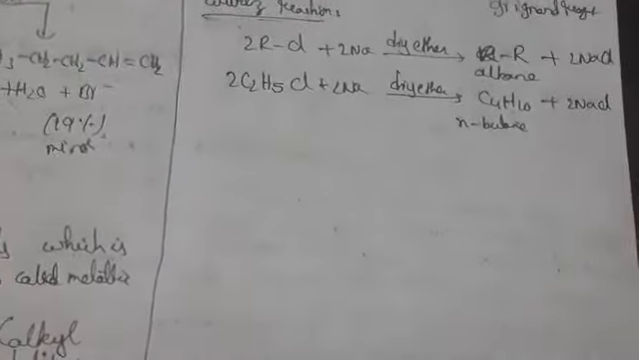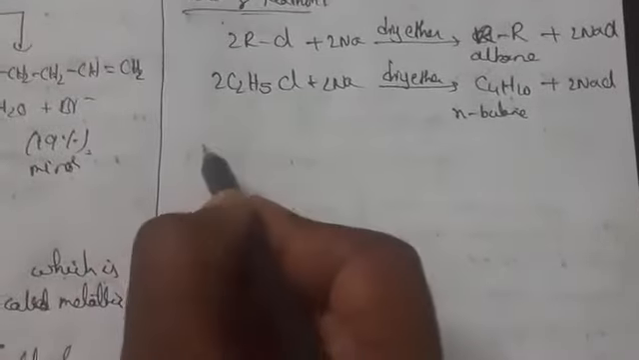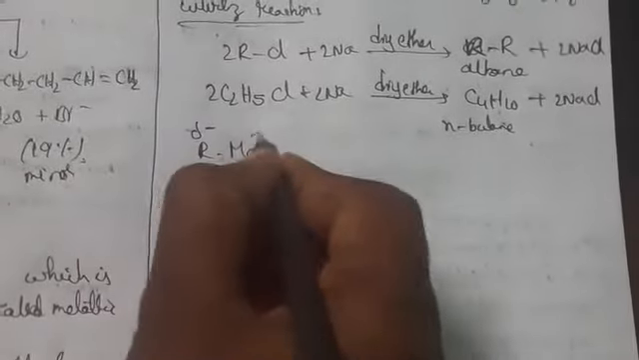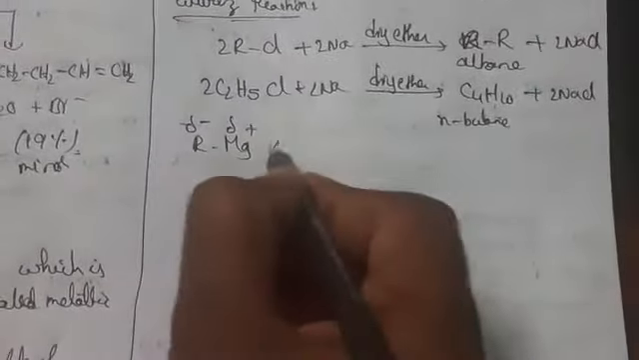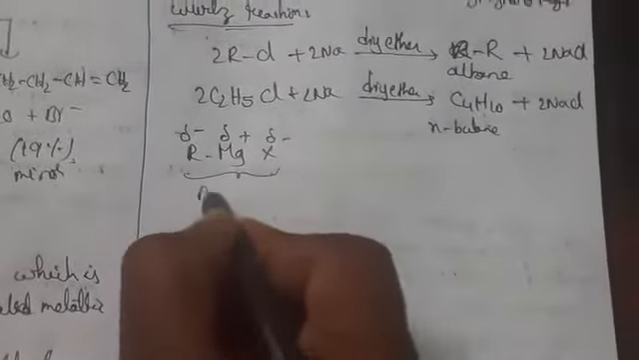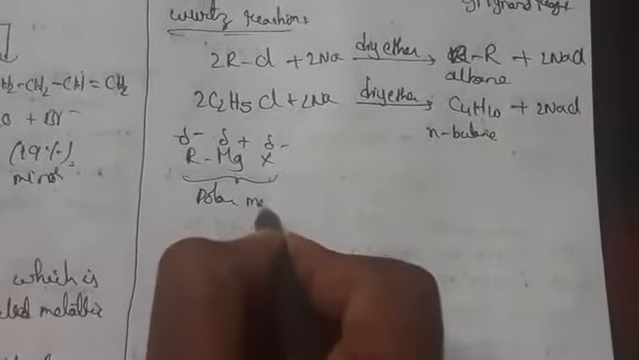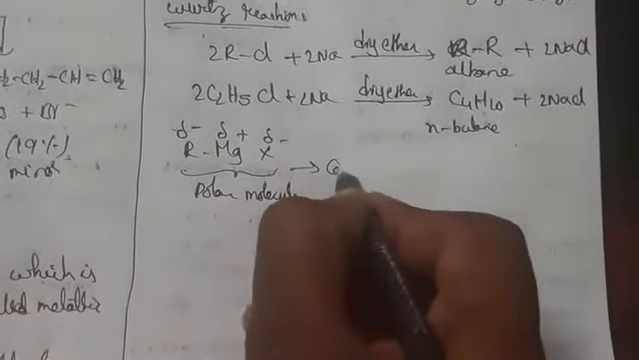Let us see some applications of the Grignard reagent. Generally in RMg, the carbon is partially negative and the magnesium is partially positive. Why? Because the metal is electropositive and X is again partially negative. So if you have seen, this is a polar molecule, and also it is covalent.